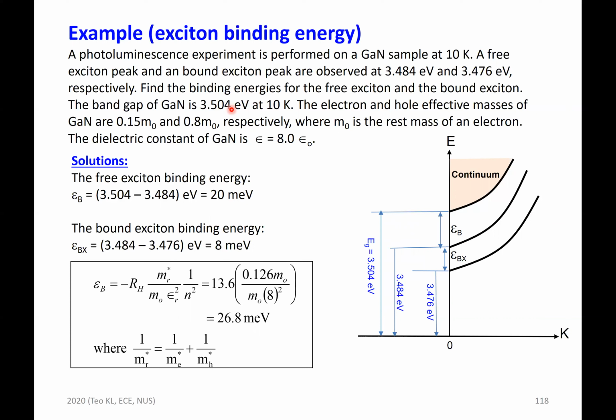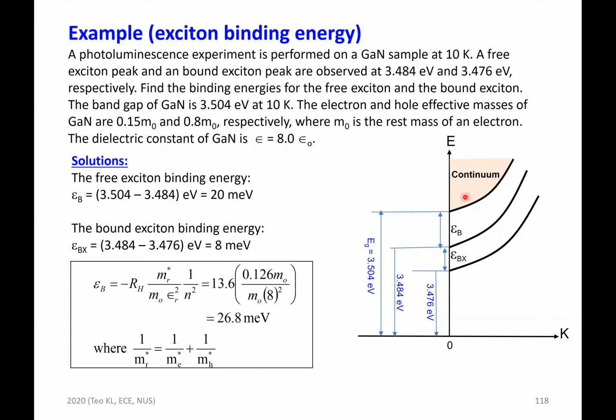The band gap of the gallium nitride is given to you at 10 Kelvin. Electron and hole effective mass are also given to you. Dielectric constant is also given to you. 8.0 is the relative dielectric constant. So the dielectric constant is the relative dielectric constant times the permittivity of free space.